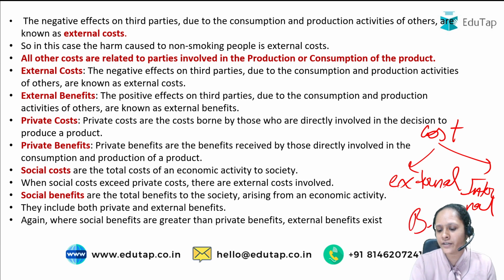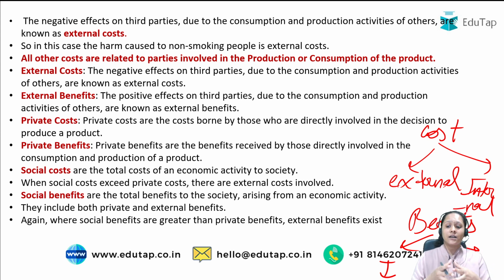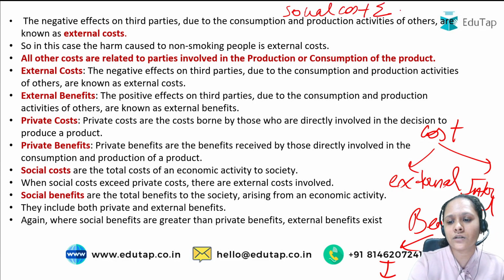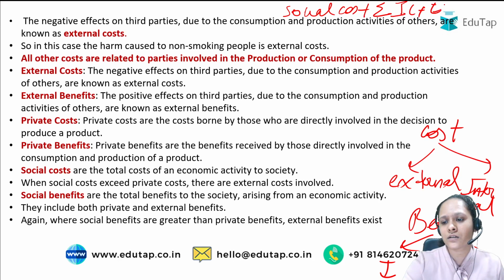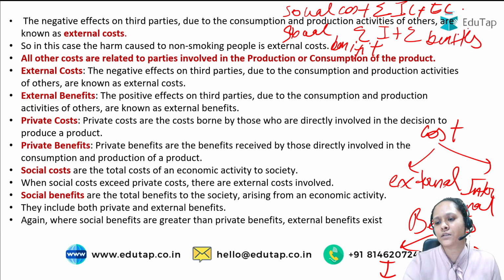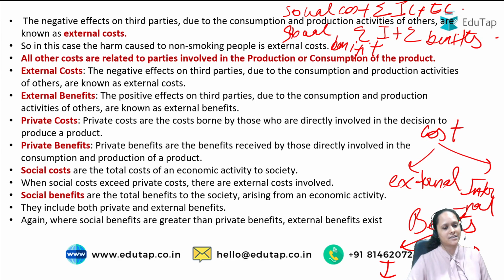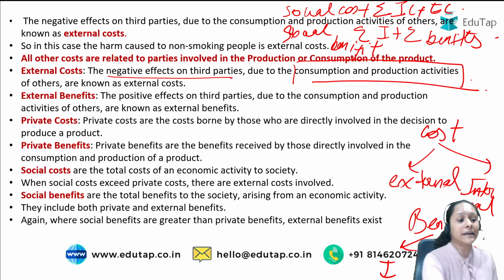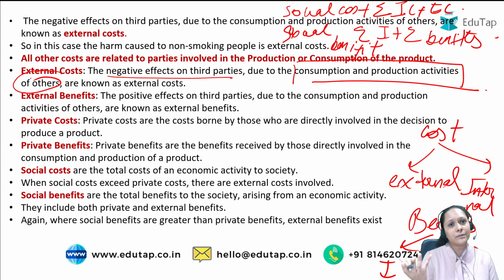Likewise, we also have benefits which are internal and one external. And there is a concept known as social cost, which is the summation of internal cost plus external cost. Likewise, we have social benefit, which is the summation of internal plus external benefits. Theek hai. Let us understand what is external cost. As I said you, it is the negative effect on third party due to the consumption and production activity of others. ITC ka cigarettes koi aur use kar raha tha, but health ka nuksan kisko hua? Kisi third party ko. So that becomes an external cost.